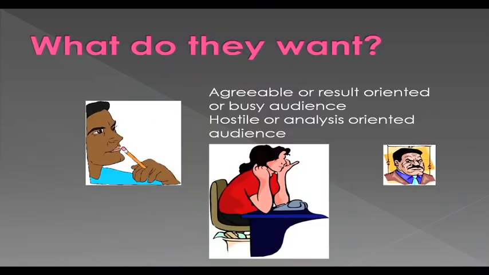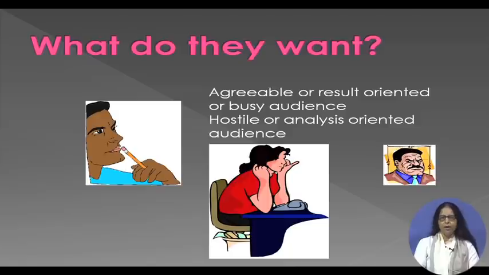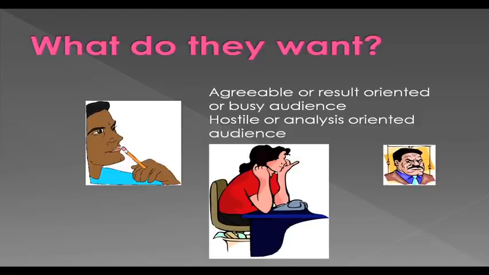So, what do they want? Are they an agreeable, result-oriented or busy audience? Are they a hostile or analysis-oriented audience? I'm sure we've all faced this. Whenever we have an audience who are friendly towards us, who are agreeable or who are result oriented, we go with a very positive mindset. We know that they are going to be receptive to our ideas. Even if they are busy, they will be receptive.